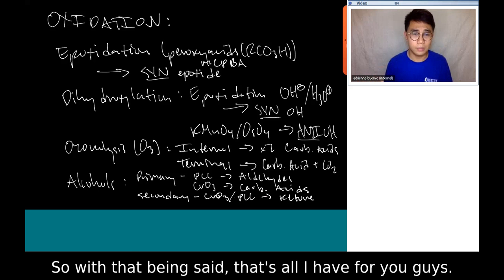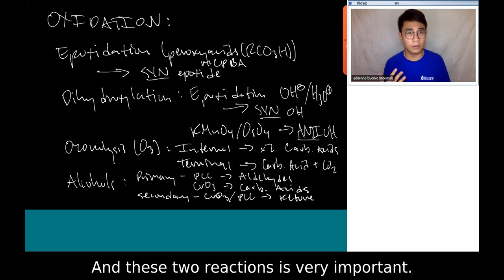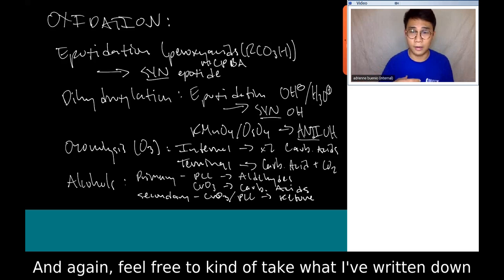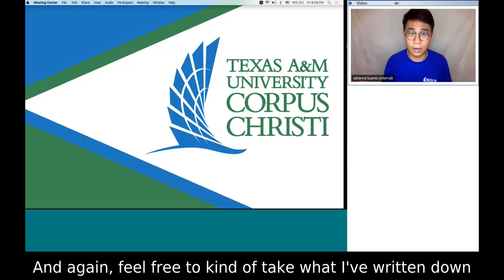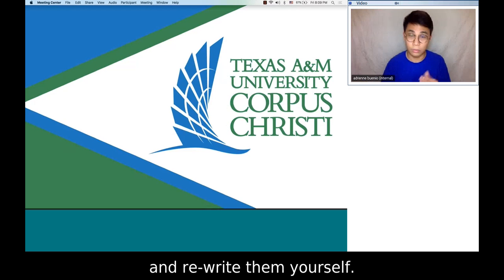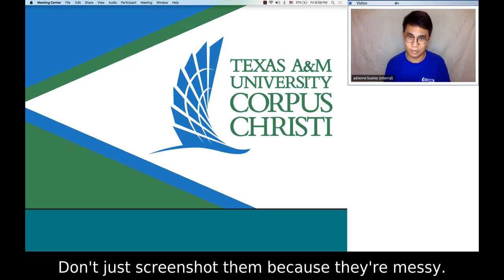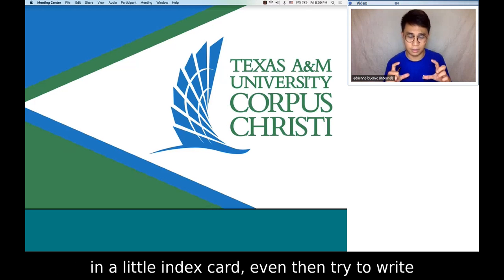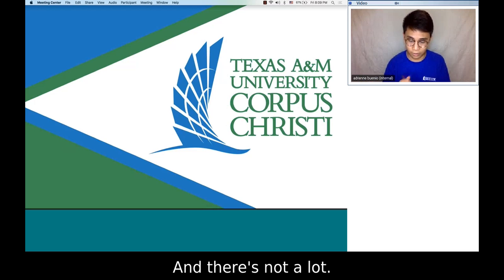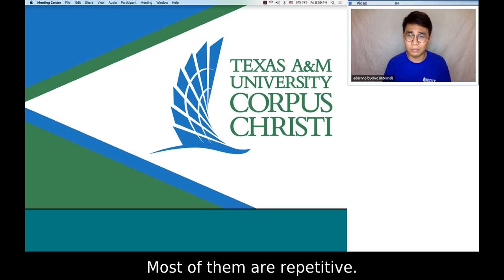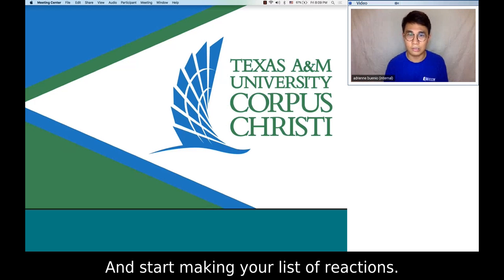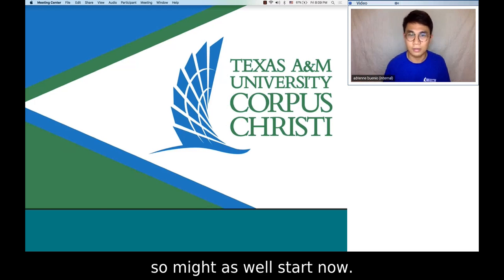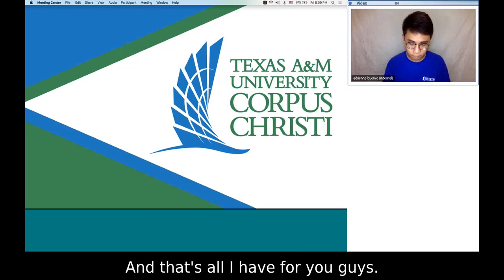So with that being said, that's all I have for you guys. And these two reactions are very important. And again, feel free to take what I've written down and rewrite them yourself. Definitely should. Don't just screenshot them because they're messy. But definitely reword them, color them in, and put them in a little index card even, and try to write all of that info in there. And there's not a lot. Most of them are repetitive, so yeah, why not, right? And start making your list of reactions because you're gonna do it for the final anyway. So we'll start now.